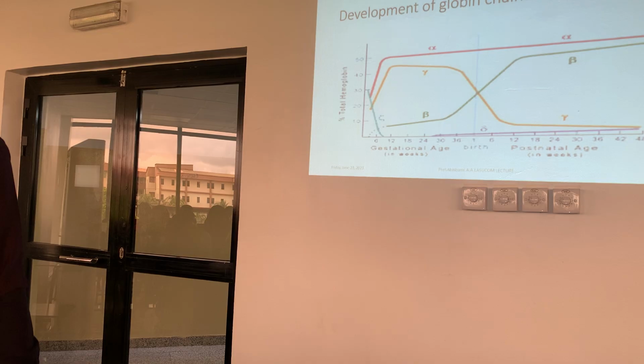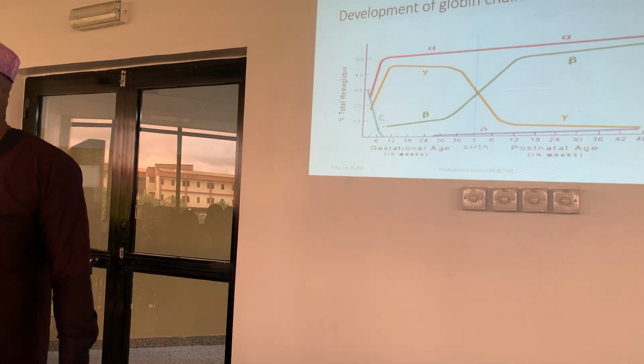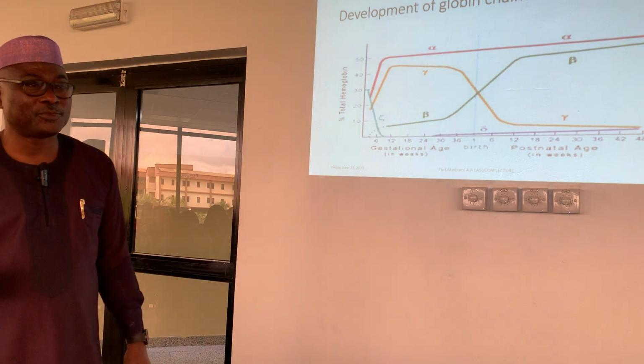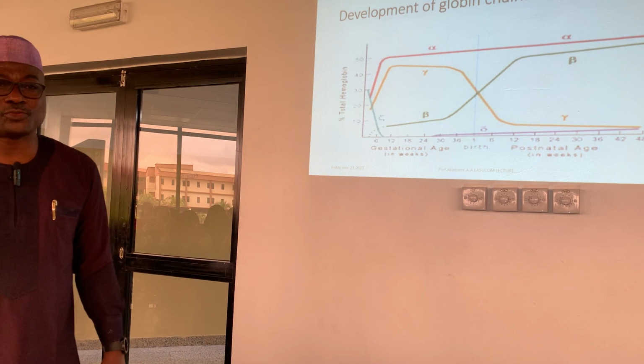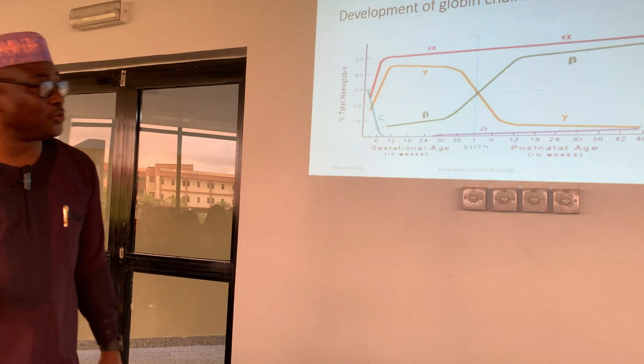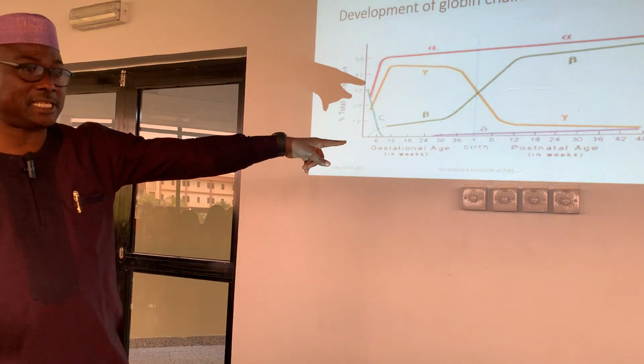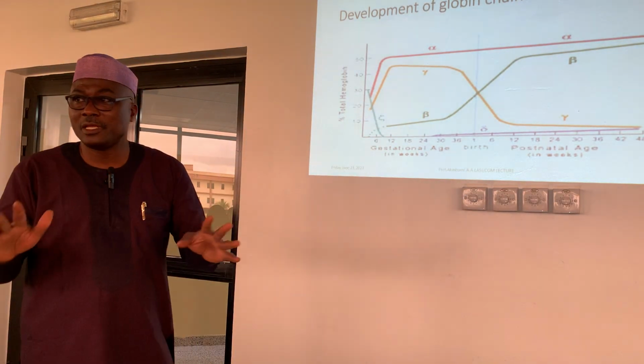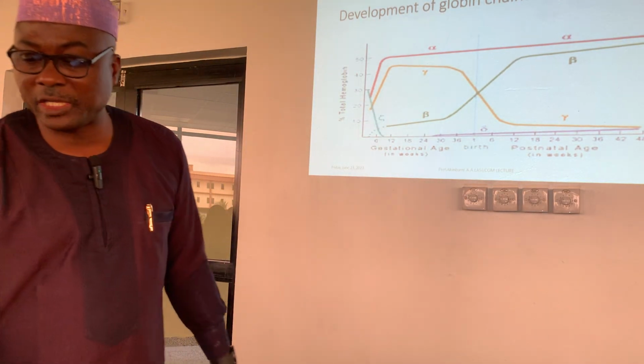Alpha 2 delta 2 is A2, alpha 2 delta 2. What about hemoglobin F? Alpha 2, gamma 2. So depending on the age at which you are considering, you have this combination due to different ages.